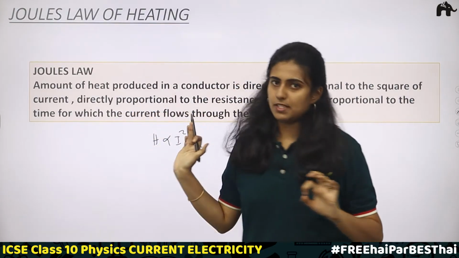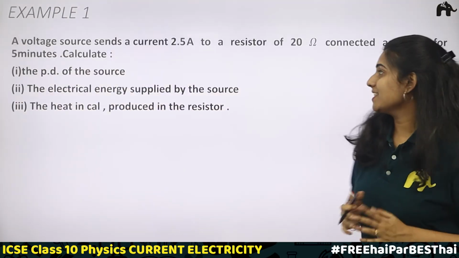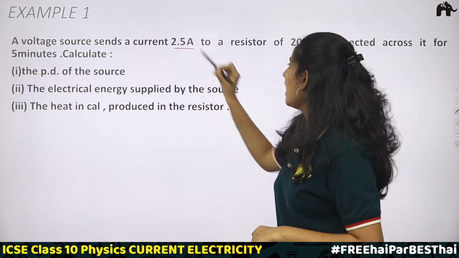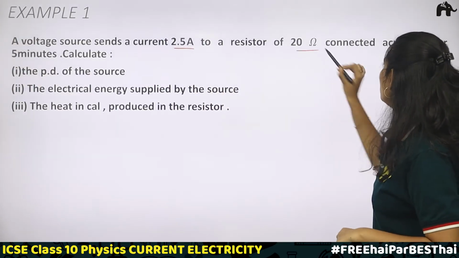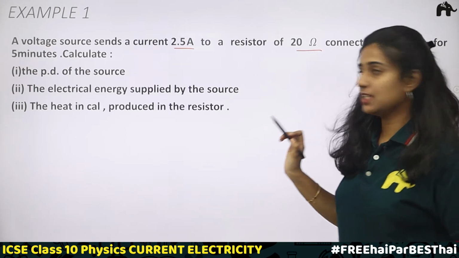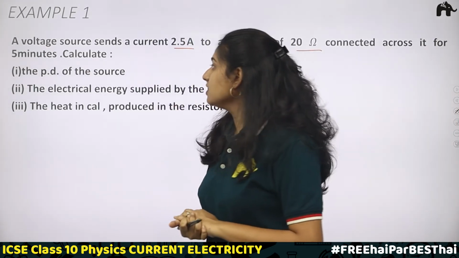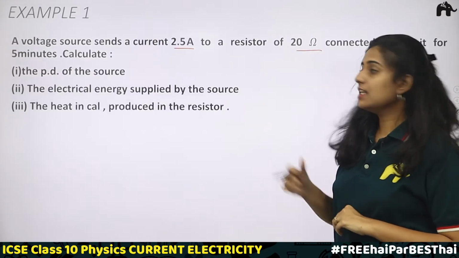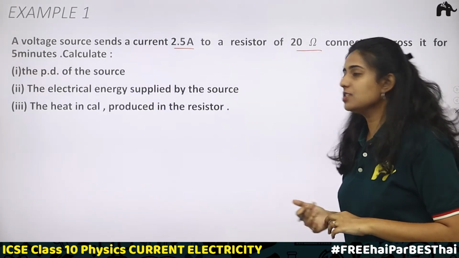Just study this statement. Let us take an example. A voltage source sends a current of 2.5 ampere to a resistor of 20 ohm connected across it for 5 minutes. Calculate the potential difference of the source. Second, the electrical energy supplied by the source. And third, the heat in calories produced in the resistor.